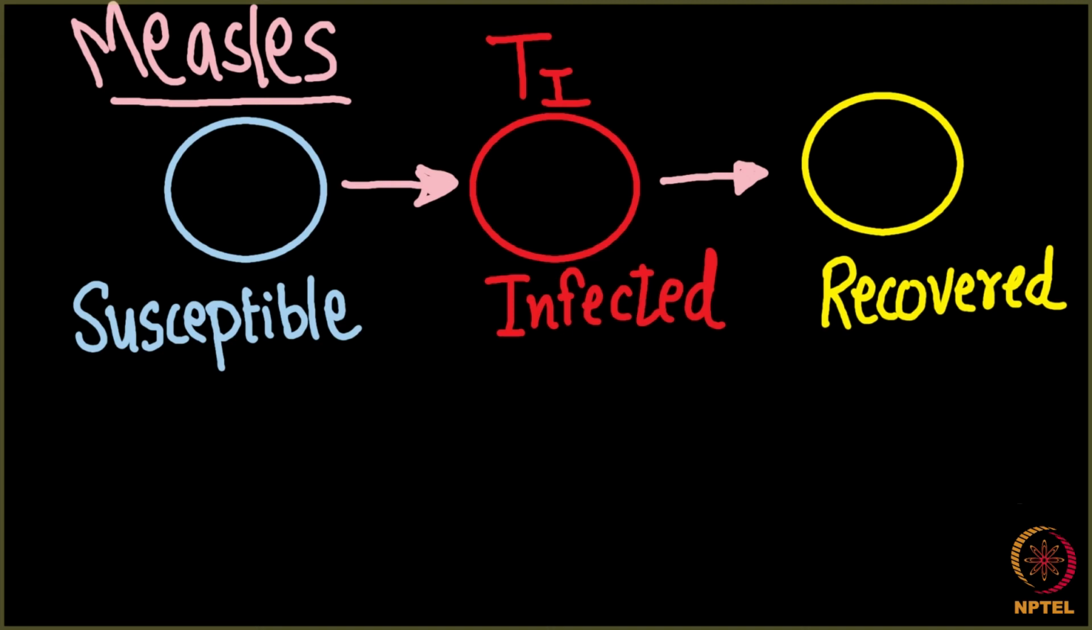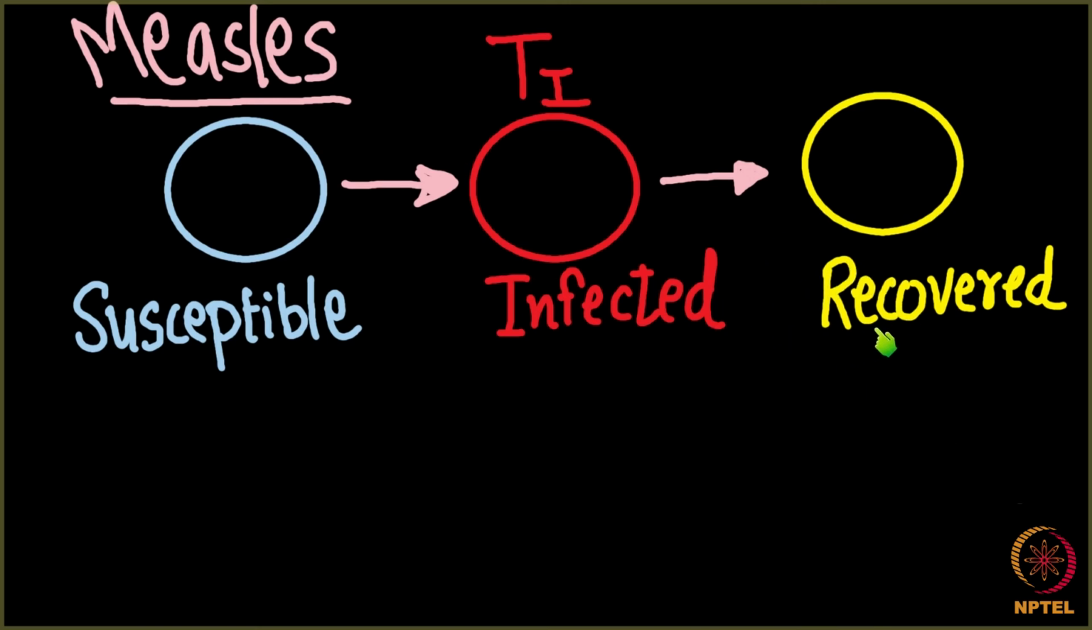Can I use the same model if I want to simulate the spread of a common flu? What will happen? Or let's say a common cold. So this model might not hold good there, right? So in common cold, yes, you were susceptible, and then you become infected after coming in contact with an infected person.